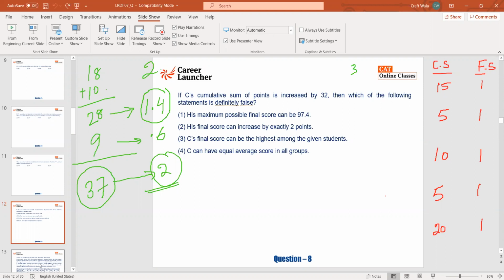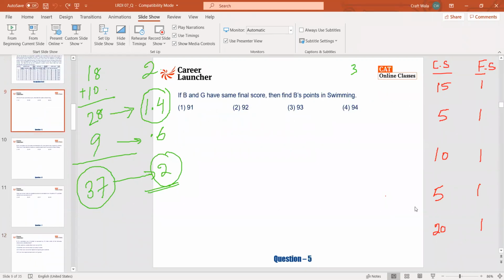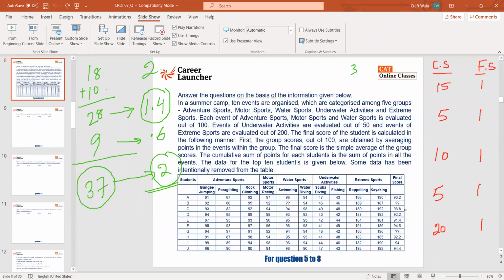So it says if C's cumulative points is increased by 32, which of the following statements is definitely false? Which of the statements will not be true? Zero can become 97.4. C is already at 93.8. 97.4, that means I need 3.6. 3.6 into this 18. Yes, this is possible, right?